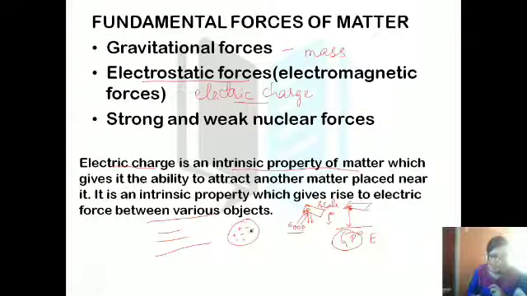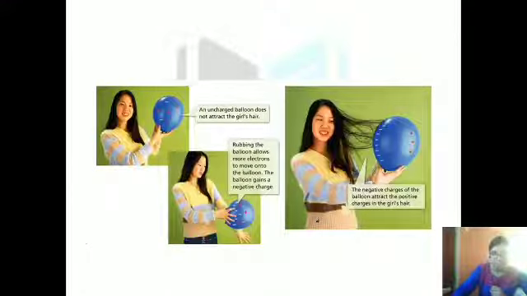Likewise, inside the matter charges are present but we cannot see them, and the net charge is 0. But when we disturb it, it appears. That's why it is called the intrinsic property of matter, which gives the body the ability to attract another matter placed near it. Hope I am clear till here. So electric charge is the source of electrostatic force.